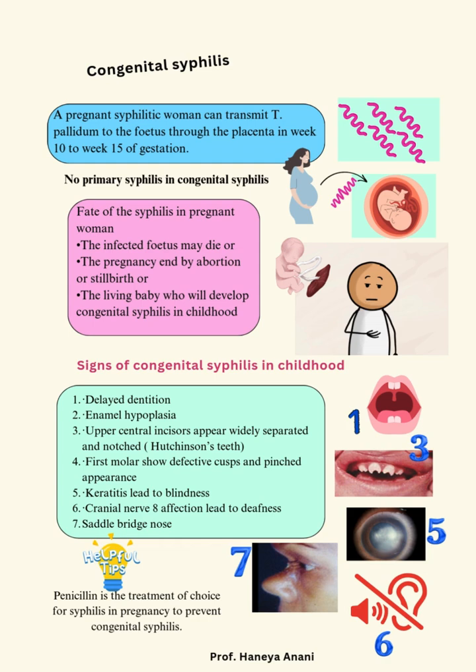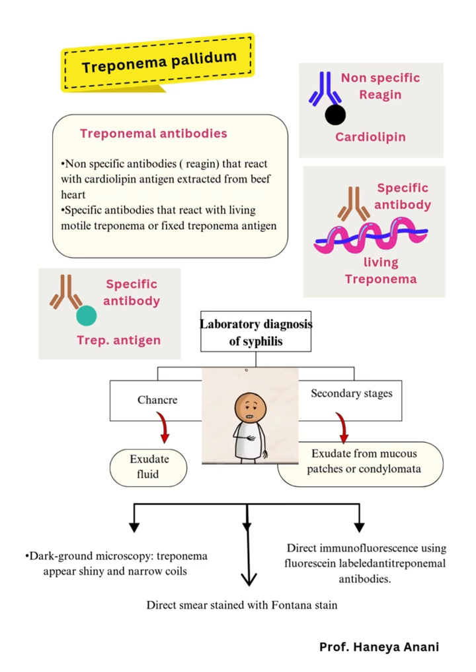Delayed dentition. Enamel hypoplasia that leads to abnormal development of 2 groups of permanent teeth. Upper central incisors appear widely separated and notched, called Hutchinson's teeth. First molars show defective cusps and a pinched appearance. The dental abnormalities, together with keratitis, lead to blindness. Cranial nerve affection leads to deafness. Saddle bridge nose.